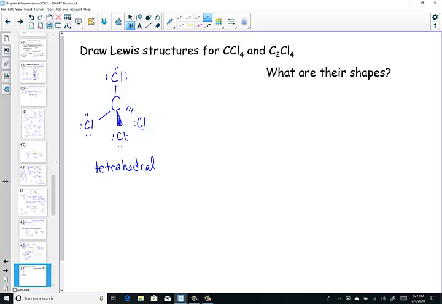Now let's draw C2Cl4. Well, those carbons are going to hook together, carbon to carbon, and then think symmetry. We have chlorines coming out of each. And then, of course, this would have to be a double bond to create the octet that carbon requires. I'm filling in the dot requirement for the chlorines. And now you can see that each of those carbons would have a VSEPR of 3, 3, 0, trigonal planar.